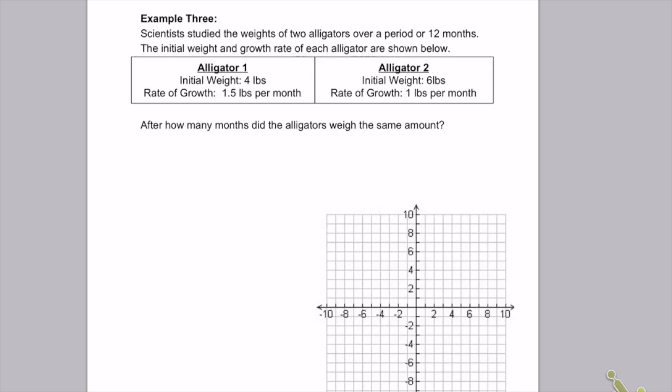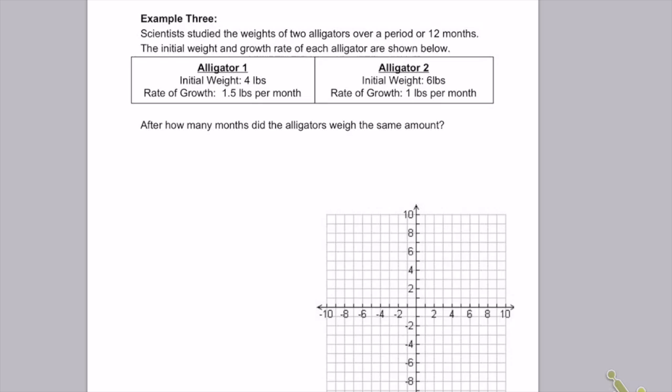We've got a word problem. Don't be intimidated. All right. So the first thing we've got to do is read what it says and break it down. We've got scientists studied the weight of 2 alligators over a period of 12 months. So the initial weight and growth are shown below.